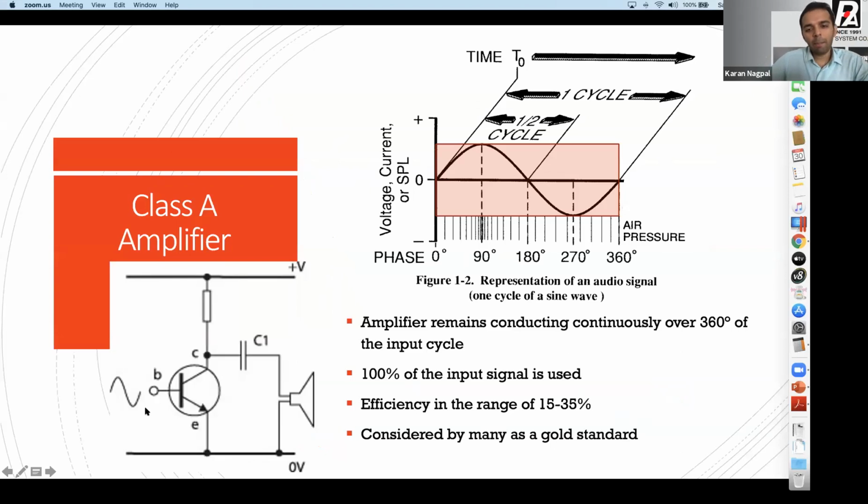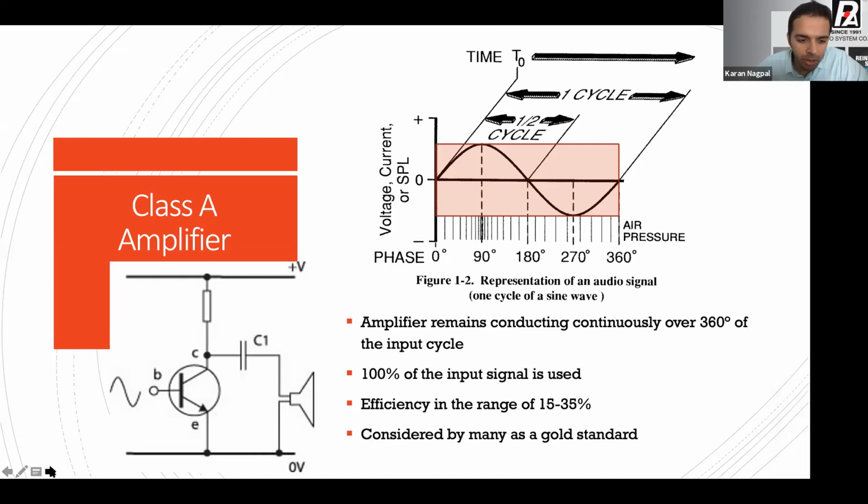So your class A amplifier is conducting throughout the whole cycle. All your output stages are being used continuously, and heat is continuously being dissipated. It's a very inefficient way of conduction, and we see that the efficiency is only in the range of 15 to 35%.